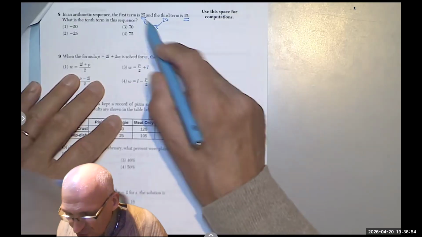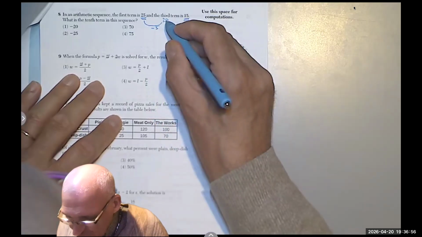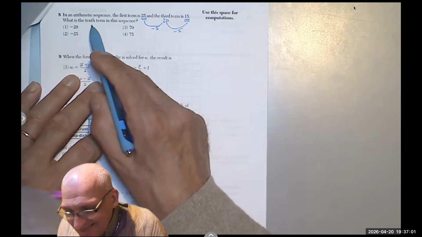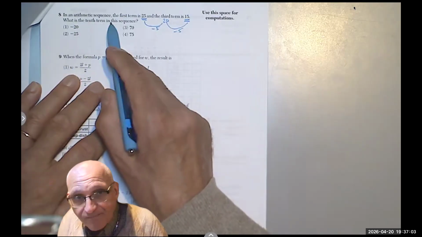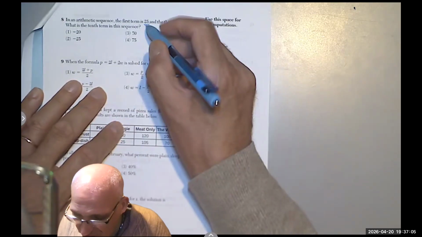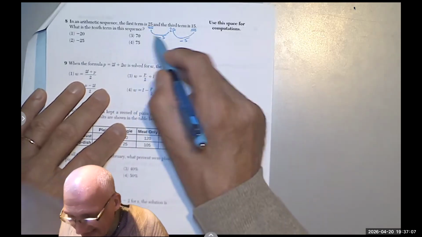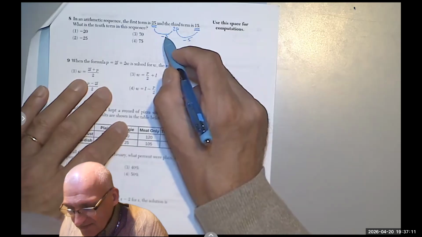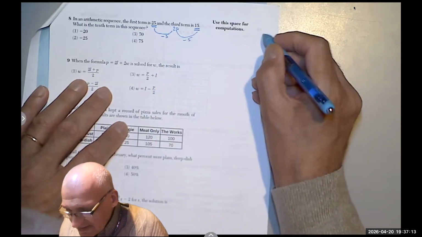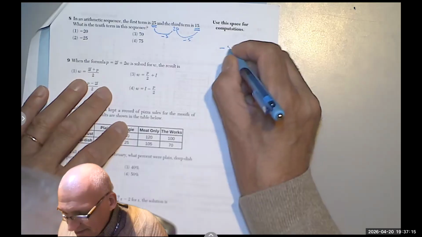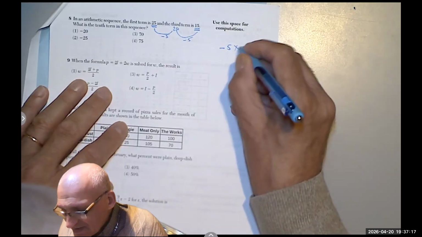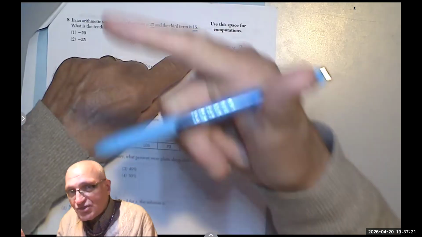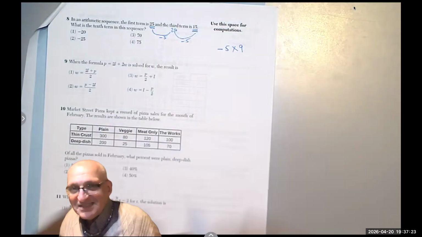Going from 1 to 2, I dropped 5. From 2 to 3, I drop 5. And they ask you, what is the 10th term? Well, for the second, I drop 5. So by the time I reach the 10th, I drop 5 times 9, right? From 1 to 2 is 1, from 2 to 3 is 2, so from 9 to 10 would be 9.